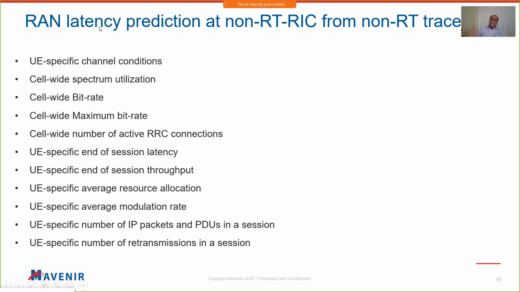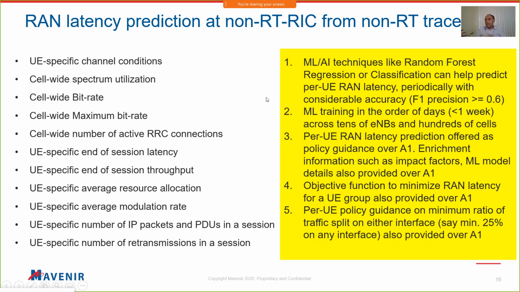Now, these are sent at non-real-time granularities to the non-real-time RIC. The non-real-time RIC can have some machine learning models like random forest regression or classification that can help predict the RAN latency. Even with a coarse data set for these trace data, a machine learning model can give you a reasonably good precision score. And if these trace data are even more fine-grained, you can get even higher precision scores. So even with coarseness of data, you can get an F1 precision of around 0.6. Now, the machine learning training takes in the order of days across tens of base stations and hundreds of cells.